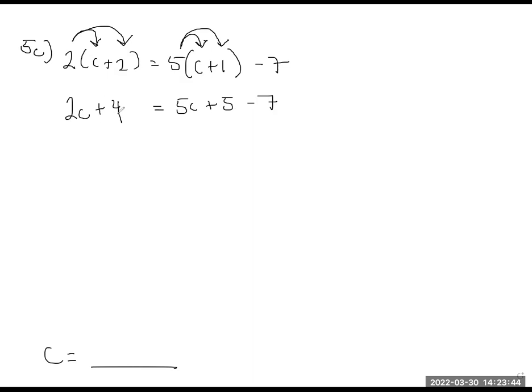Okay? 2C plus 4 equals 5C plus 5 minus 7. Now, I'm not even going to color the like terms this time. What can we do? I need to get C all alone. But right now, I see the letter C in 2 different locations. What would you do? How do you simplify? Right, but they're separate right now. They're on opposite sides of the equal sign.